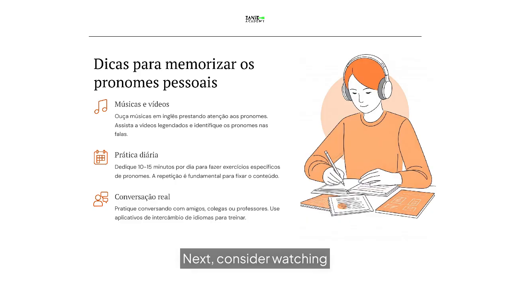Next, consider watching English videos with subtitles. This can be a fun and engaging way to spot personal pronouns in real contexts. As you watch, try to identify the pronouns in the dialogues. It's interesting to observe how they fit within different sentences and interactions. This visual and auditory combination can significantly boost your learning.